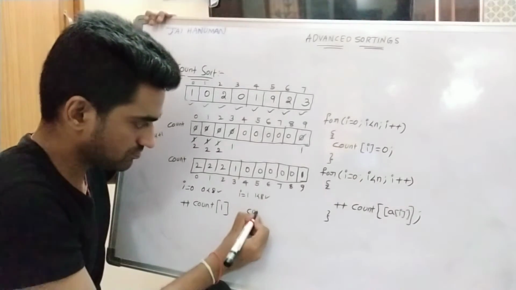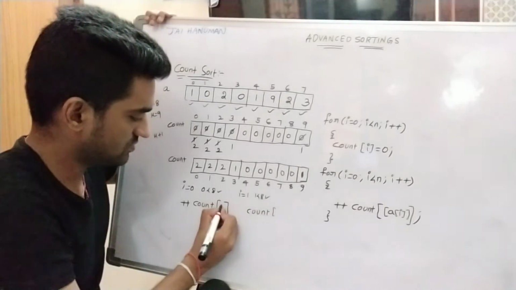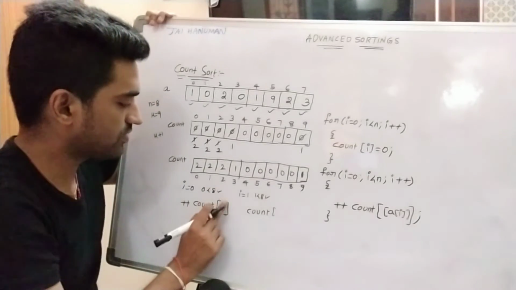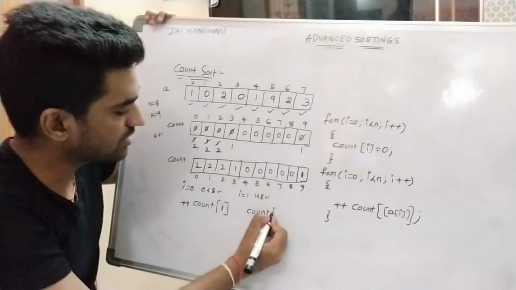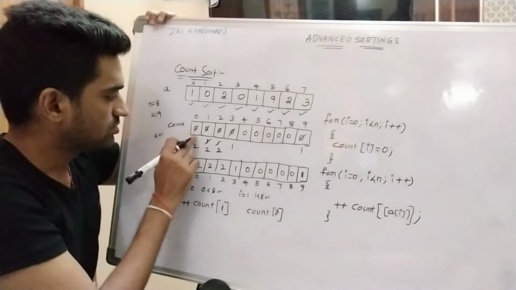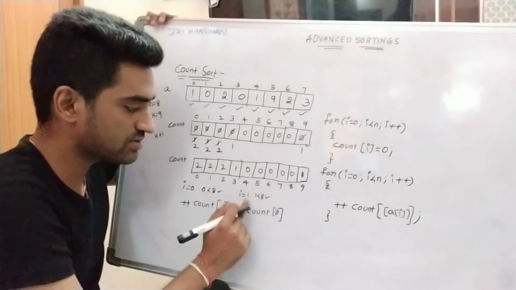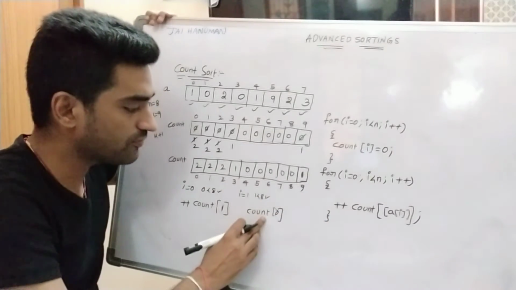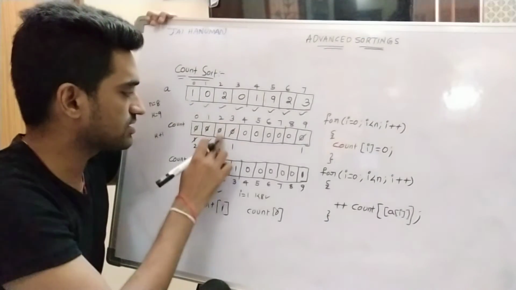So count of A of 0. So A of 0 is 1. So here count of A of 1 means 0. So count of 0 is incremented by 1, right? After completion of this, I is incremented by 1. I is equal to 2, 2 less than or equal to 8, condition is true. Count of A of 2. A of 2 is 2. So then go to the second index and increment it by 1.